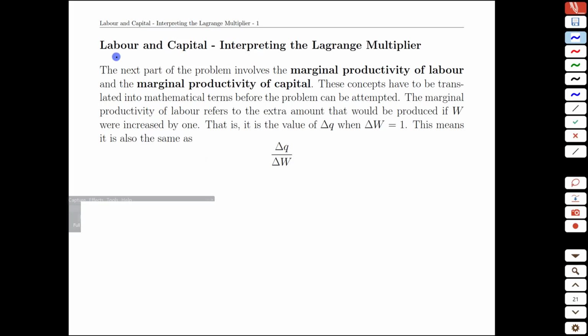In this video, we're going to continue our study of the labor and capital model, and we're going to introduce some of the important terminology from economics. In particular, the marginal productivity of labor is a concept, along with the marginal productivity of capital. These ideas capture the extra amount that would be produced if W were increased by 1. So the idea is if we had one more worker, what would we get in terms of productivity? If we increased our capital by one more unit, how much more production would we get? And the word marginal is related to the small change from the current level.